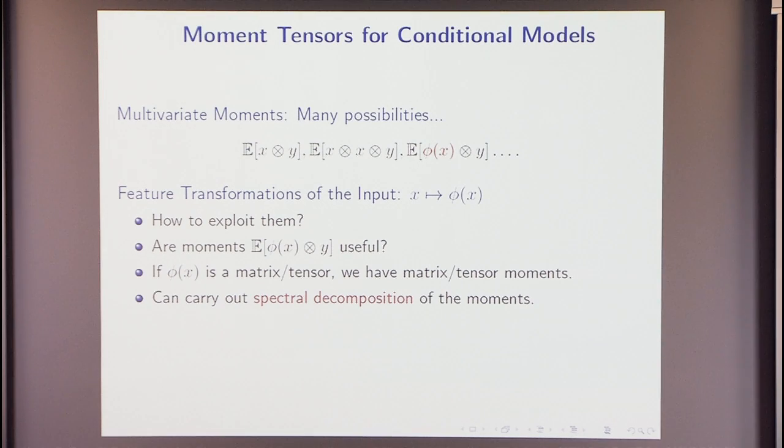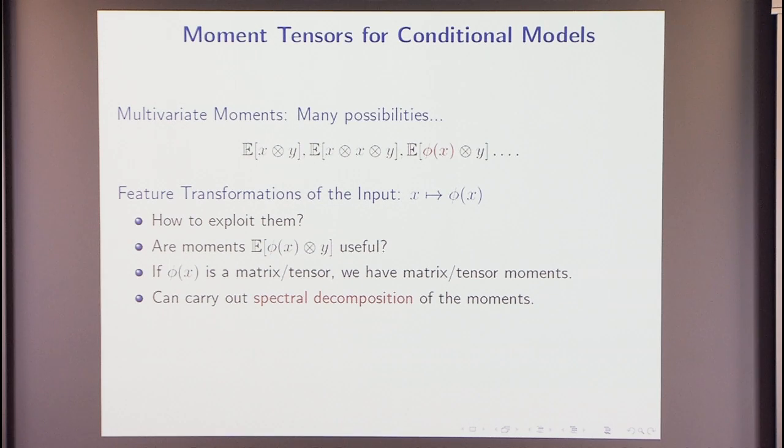So the question we'd like to address now is how can we learn conditional models using these tensor methods? Right? So now with a conditional model, we have a label and we have input. And so we can construct different kinds of moments. We can construct the usual cross moment between the label and the input, but we can also now construct higher order moments. And now there is no reason to limit to just these linear or multilinear versions of the input and the label.